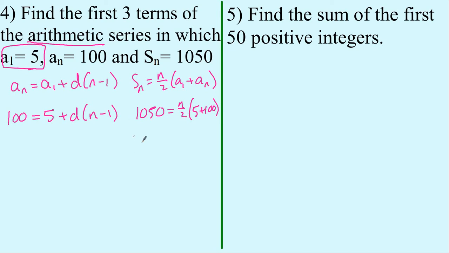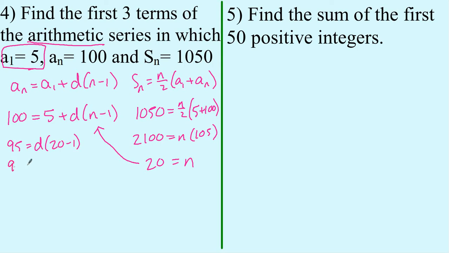So let's work it out. I'd multiply this by 2, so we get 2100, and this would be n times 105. Then you divide by 105. That's going to get you 20. So there are 20 numbers. So now let's go ahead and plug that in there. I'm going to move the 5 over as well. So the difference times 20 minus 1. So now we just got 95 equals 19 times the difference. So the difference is 5.